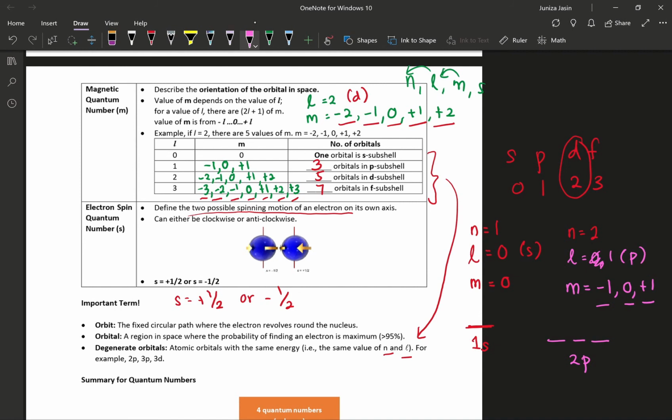Okay, so inilah kita panggil degenerate orbital. Satu kita ada 2px, satu maybe 2py, another one maybe 2pz. So maksudnya bilangan n dia semua sama, which is 2. And then L dia semua sama, which is 1. So ini adalah example of degenerate orbital. P, D, F dia ada degenerate orbital. Tapi kalau S tak ada degenerate orbital.